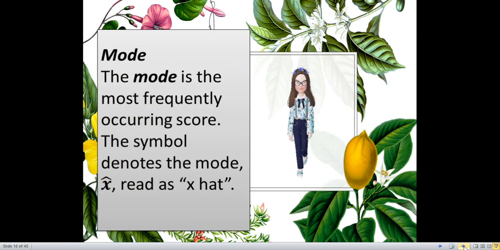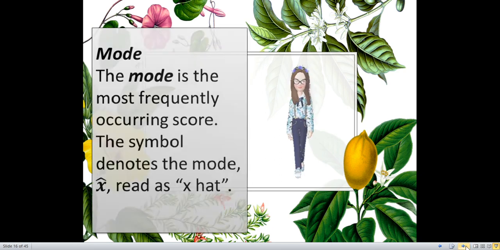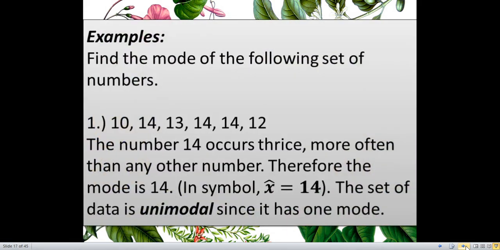Okay, we're done with the median. Mode. Mode is the most frequently occurring score. It also has its own symbol. The symbol that denotes the mode here is read as X hat. Let us have some examples also.